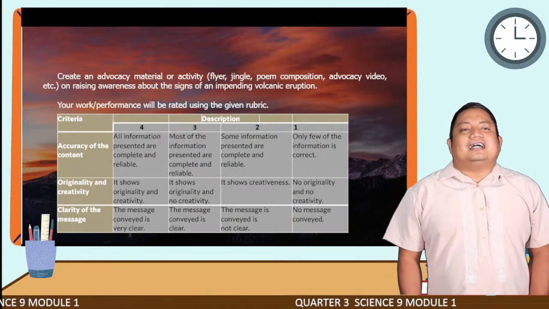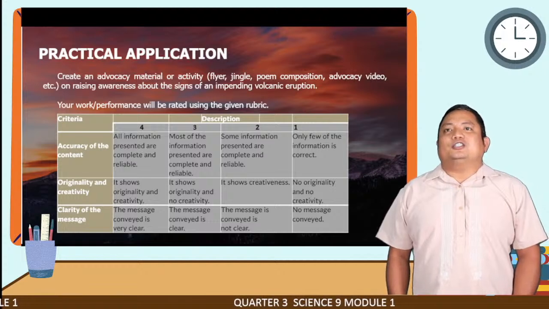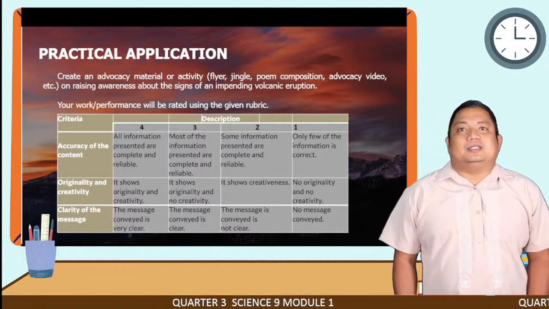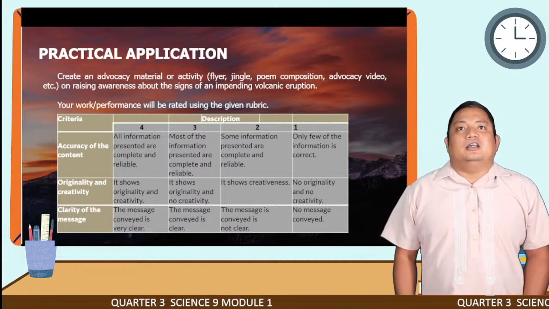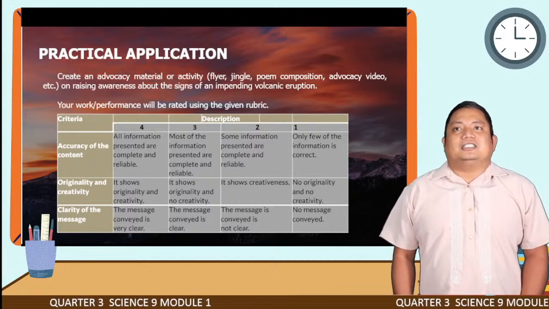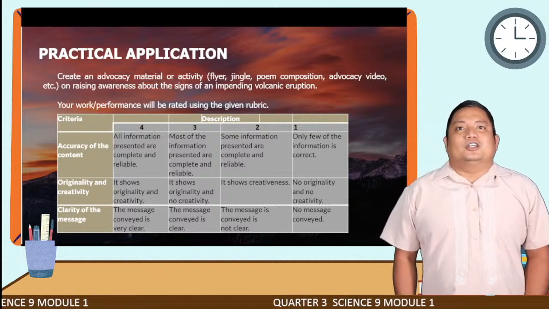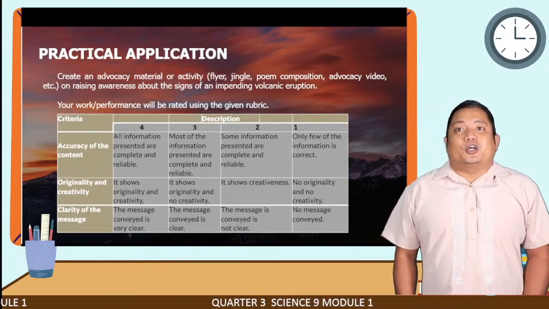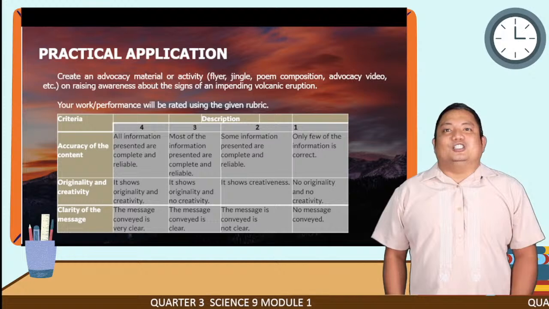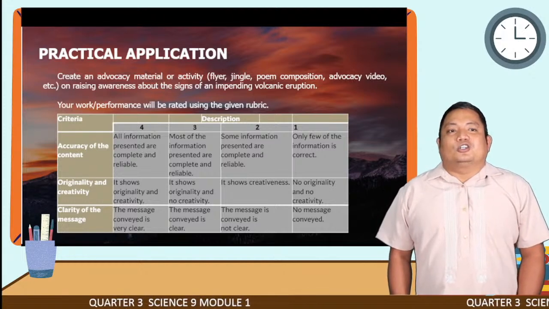For your practical application, you are going to create an advocacy material or activity like a flyer, jingle, poem composition, advocacy video, etc. on raising awareness about the signs of an impending volcanic eruption. Your work or performance will be rated using the given rubrics.